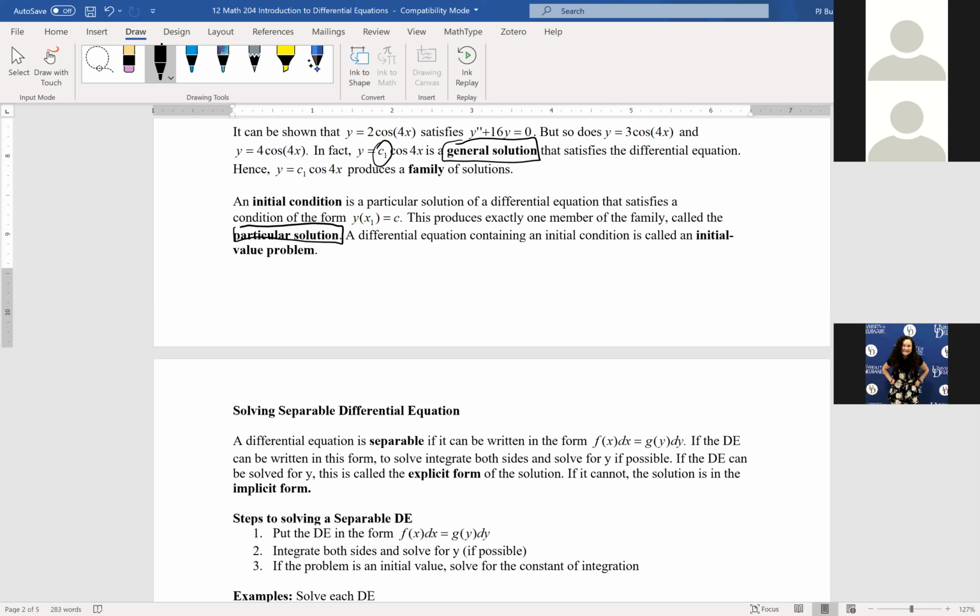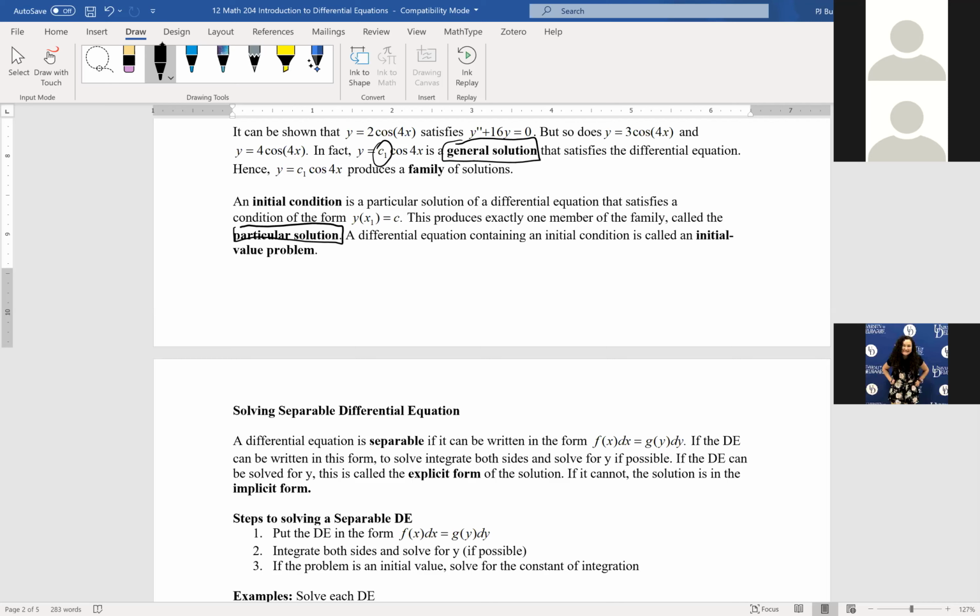So again, we were talking that there's two types of solutions, the general and particular. So notice here in this example, it says for this differential equation, y double prime plus 16y equals 0. One of the solutions is 2 cosine 4x. But it turns out that 3 cosine 4x works, and so does 4 cosine 4x.